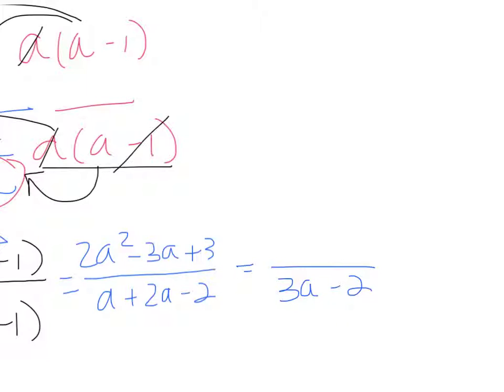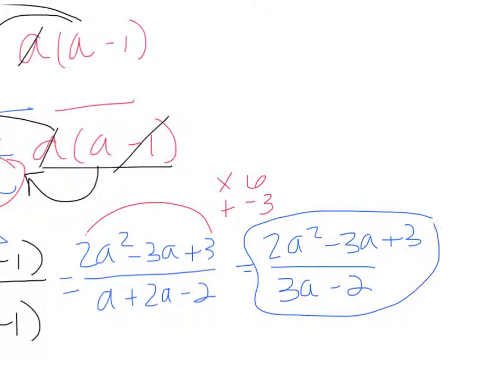Can I factor this 2a squared minus 3a plus 3? If I could, I need to find something that multiplied to 6 and added to negative 3. And it turns out there is not a combination of two numbers that does that. So this guy is my final answer. Alright, I'm going to do one more quick example.